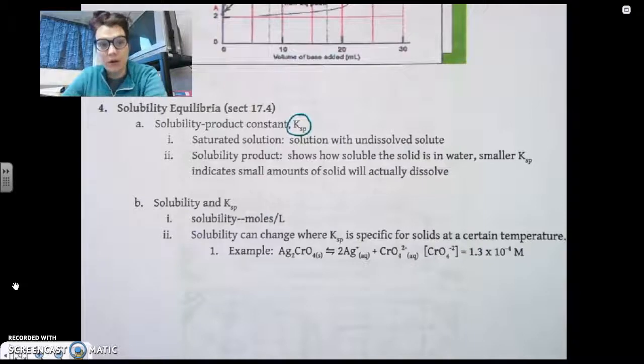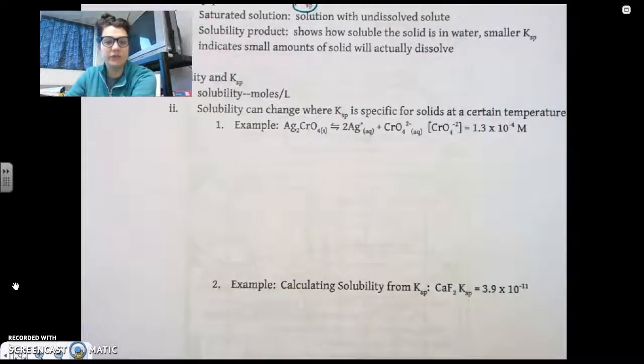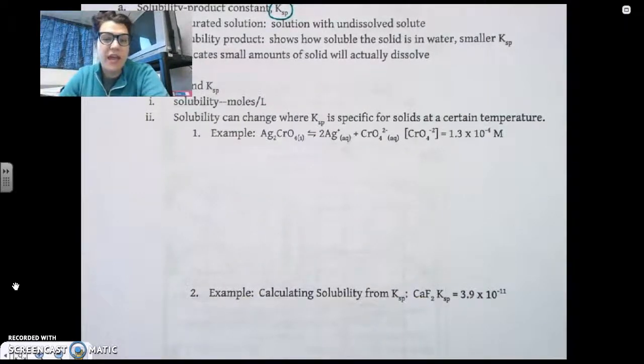When I'm talking about small KSPs, most of these KSPs have negative exponents, so they're already small. I'm talking about 10 to the negative 12th, 10 to the negative 13th. That means really small amounts are actually going to dissolve. Solubility is how many moles we can fit in a liter of solution. The solubility of a substance can change, whereas the KSP for a specific solid at a certain temperature will not change.